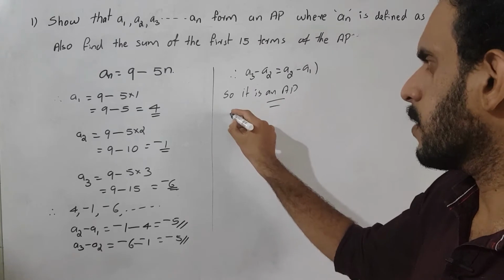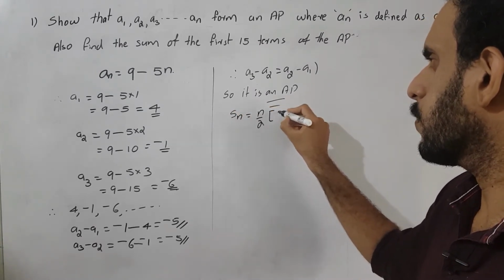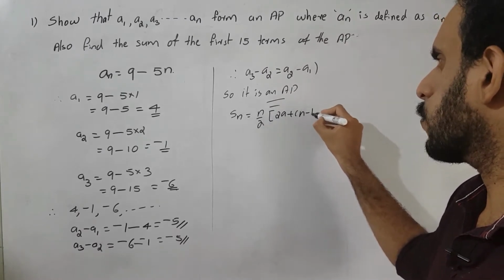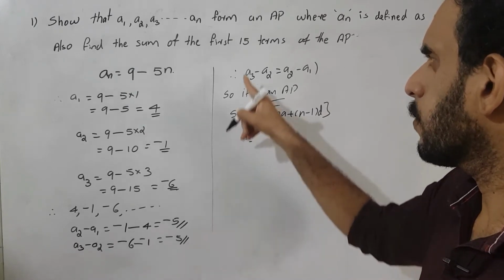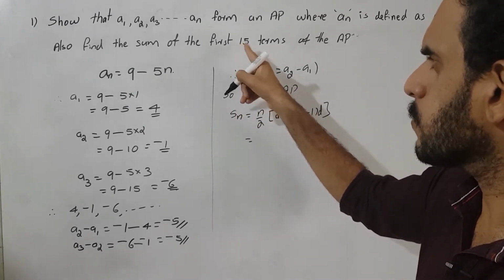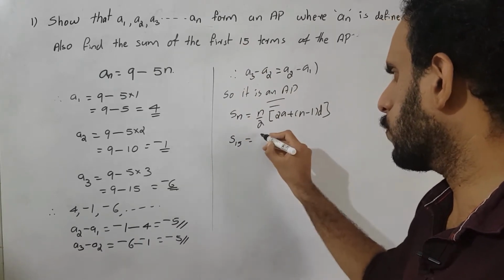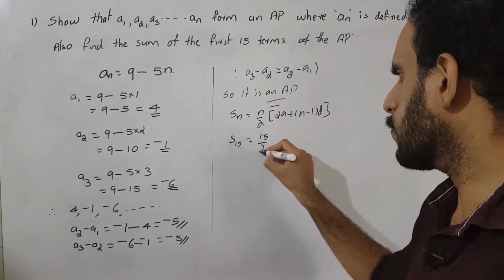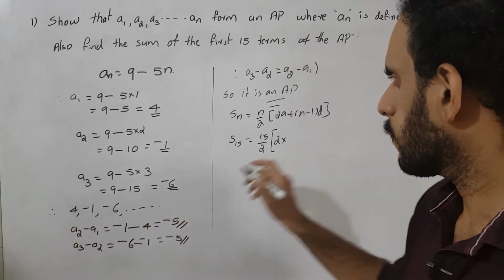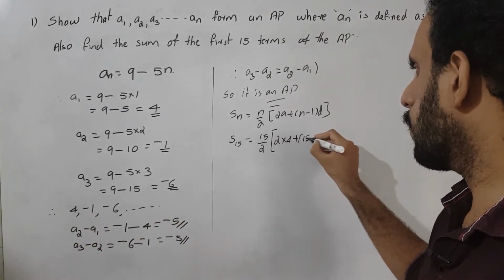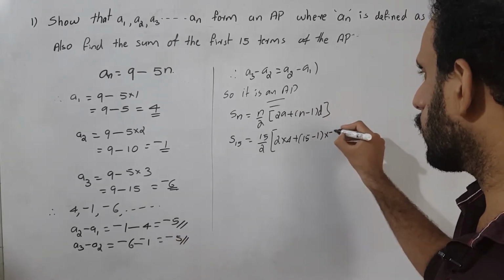Then we use the equation Sn is equal to n by 2 into 2a plus n minus 1 into d. The question asks to find the sum of 15 terms. So S15 is equal to 15 by 2 into 2 into a. What is a? A is 4. N is 15, minus 1 into d. What is d? D is minus 5.